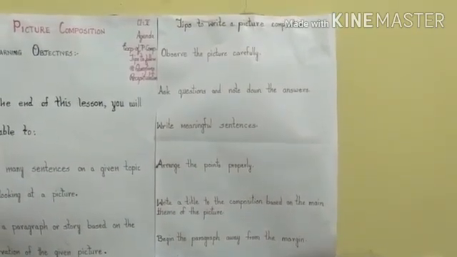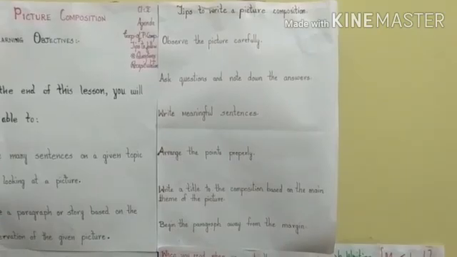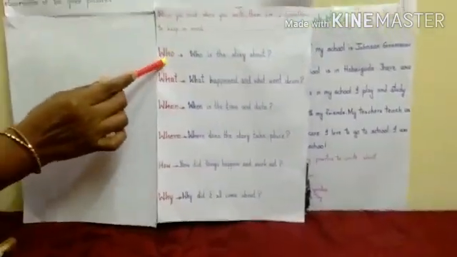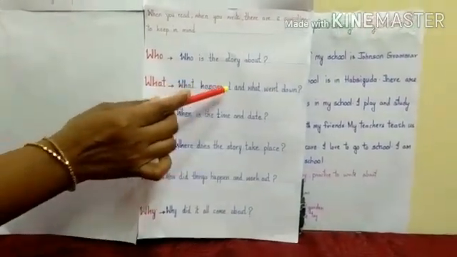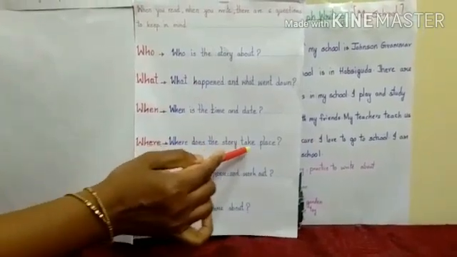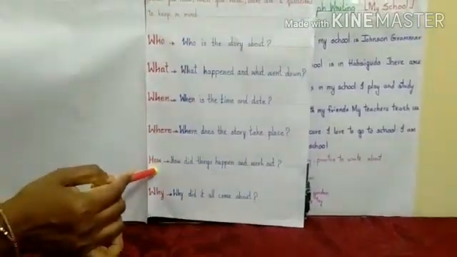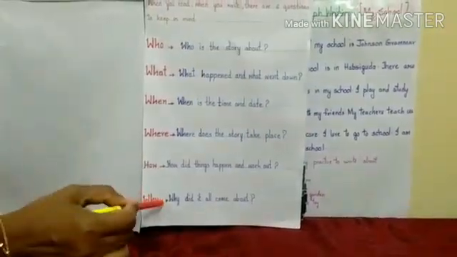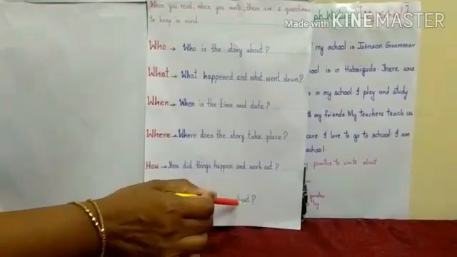Now you will have a doubt: what type of questions should I ask? When you read and when you write, there are 6 questions to keep in mind. That is, who? Who is the story about? What? What happened and what went down? When? When is the time and date? Where? Where does the story take place? How? How did things happen and what worked out? Why? Why did it all come about?